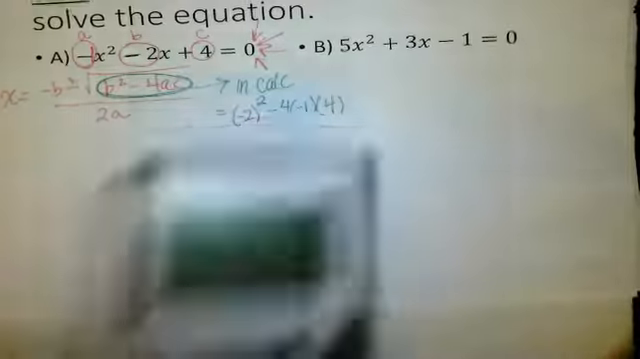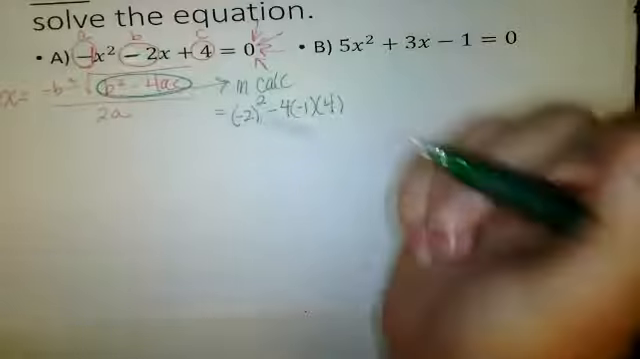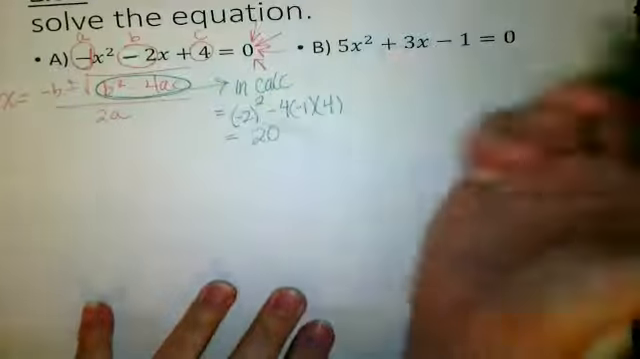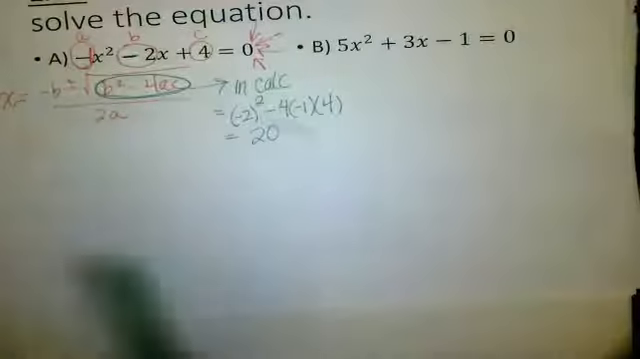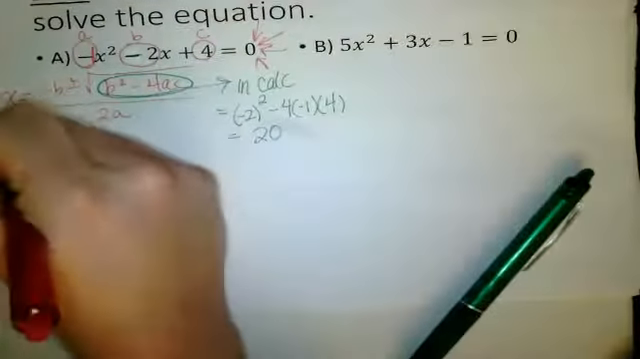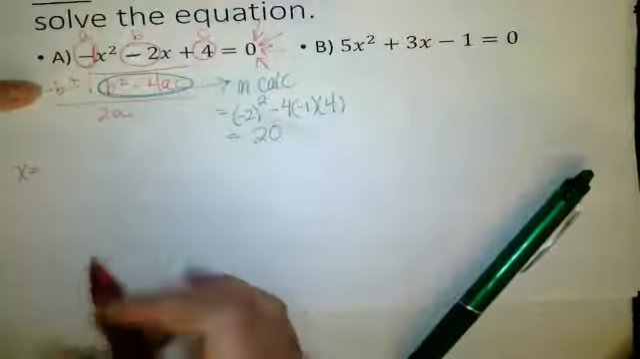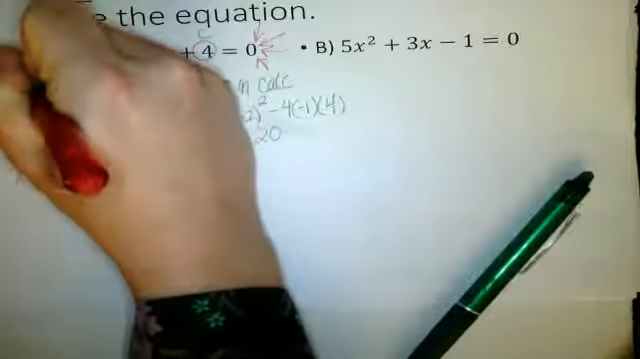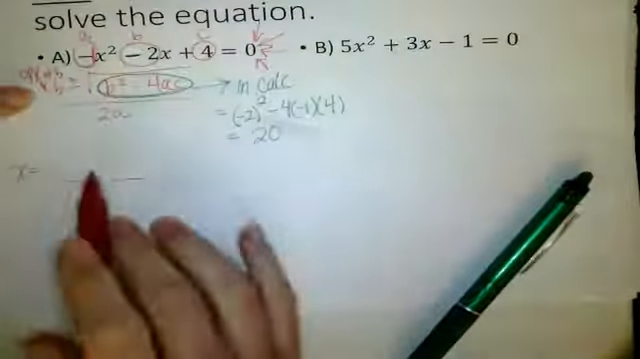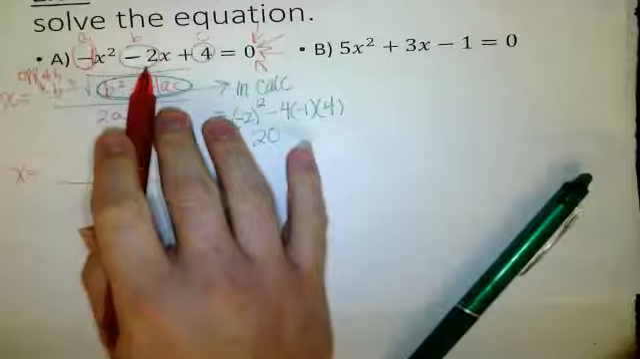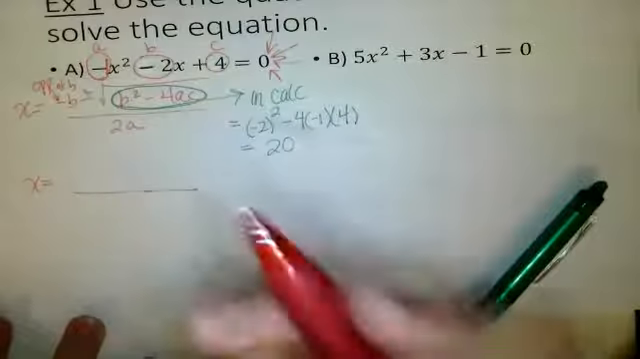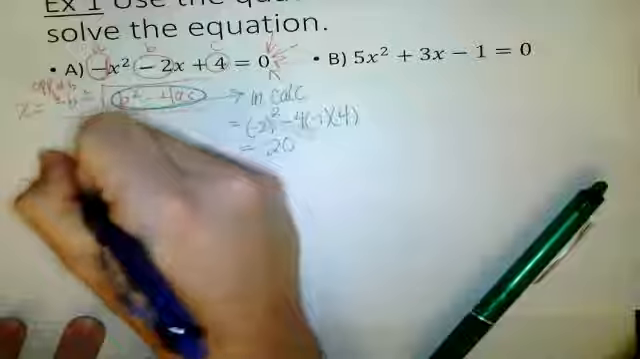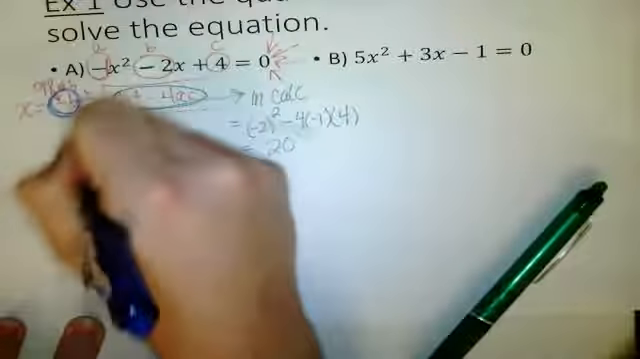What do you get for your value of the discriminant? 20. So I'm going to plug that in. Here we have the opposite of b. Remember, it's not -b, it's opposite of b. What's our b value? -2. What's the opposite of b? +2.